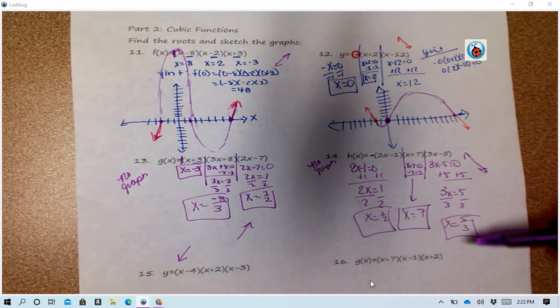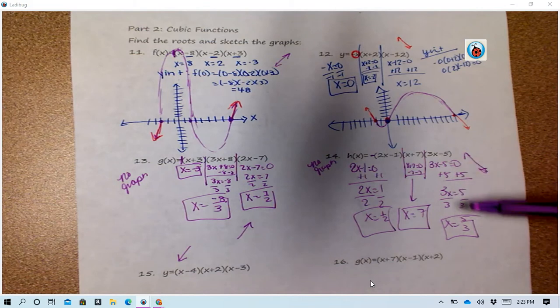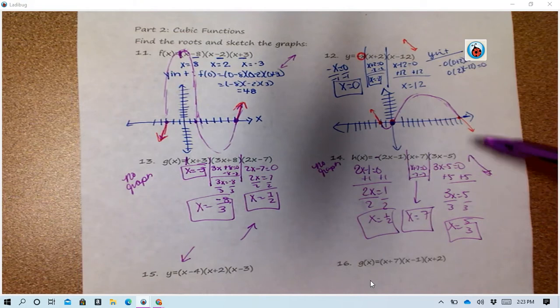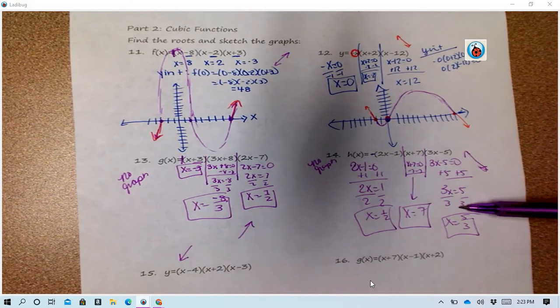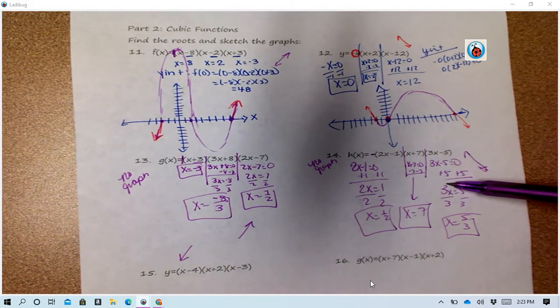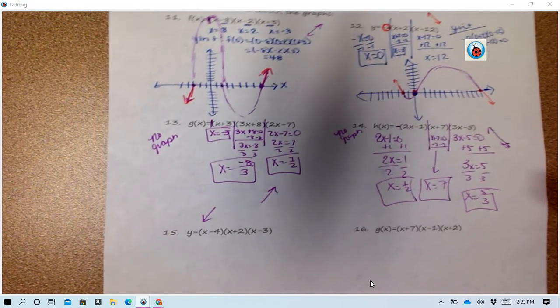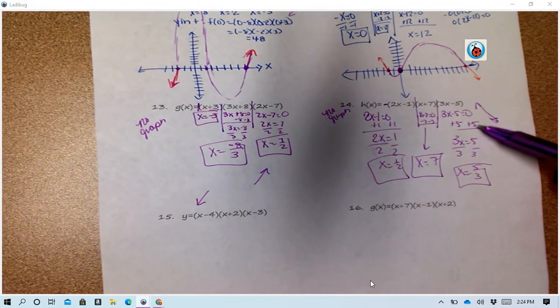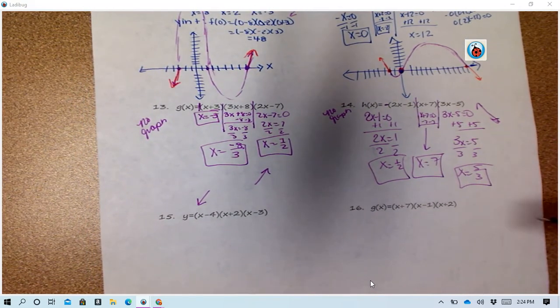If I solved those way too fast, then you need to go back and pause the video and make sure you follow along. This is just solving, in this case, two-step equations. You might need to go back and find a video on the internet to help you with that if you are struggling solving for x.